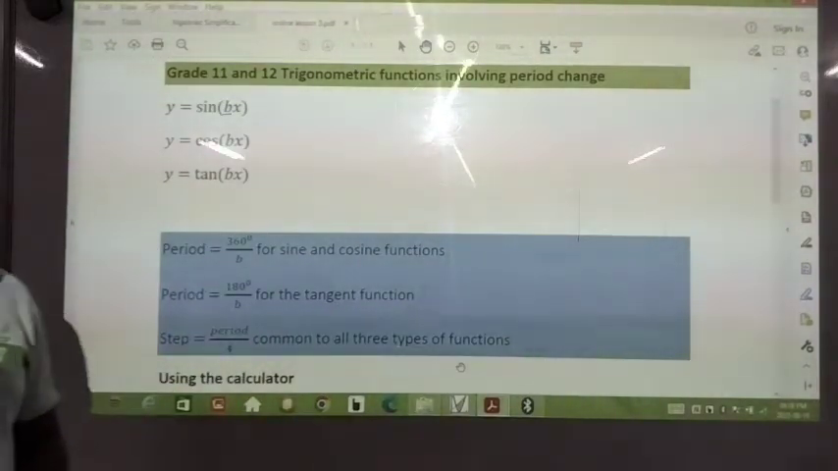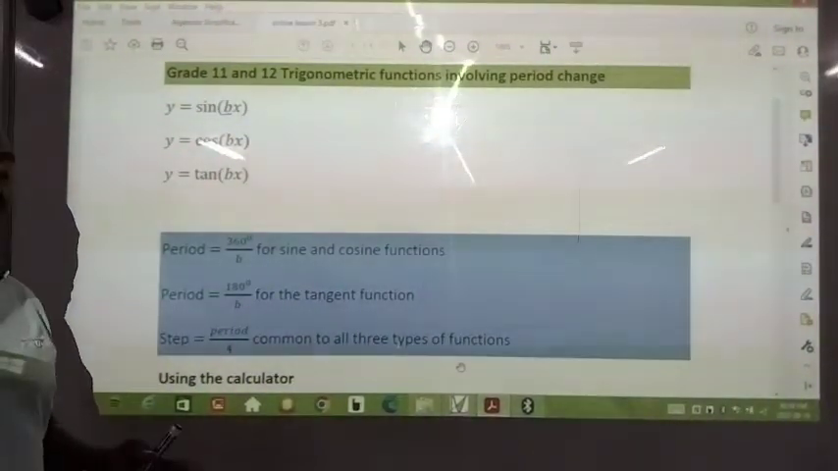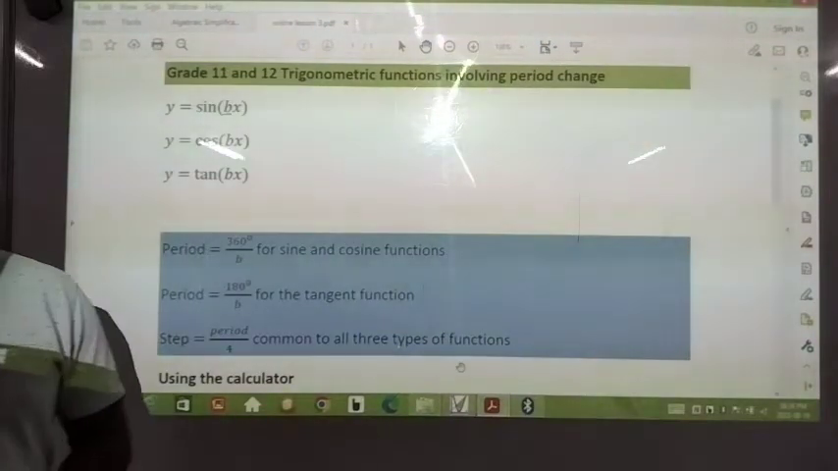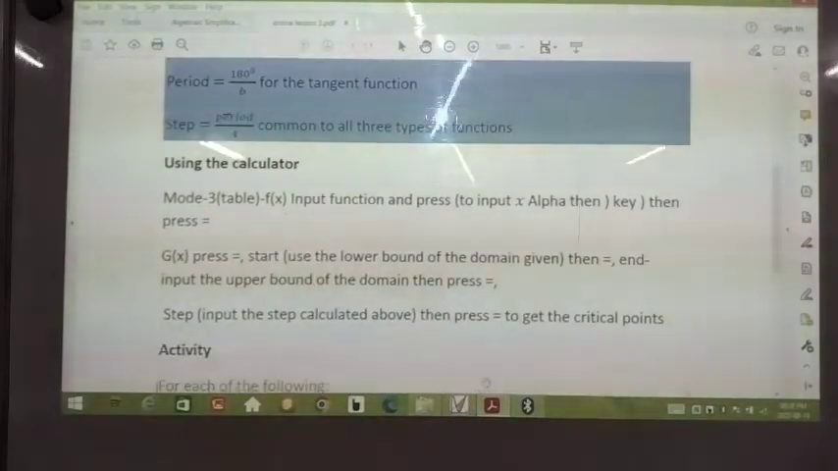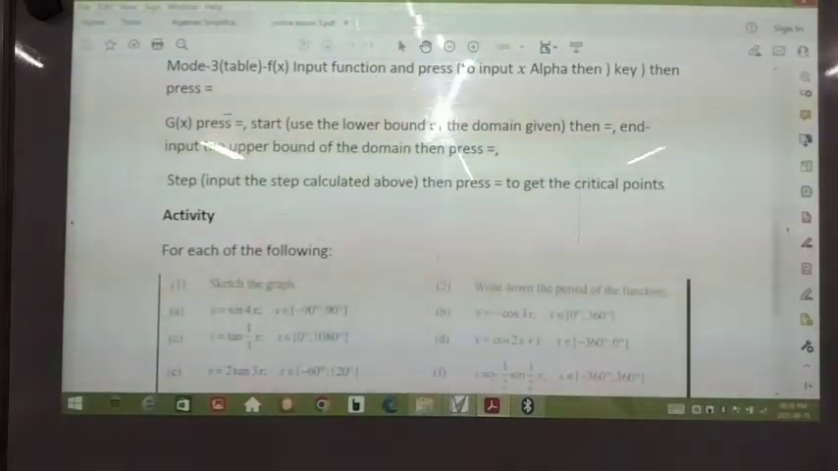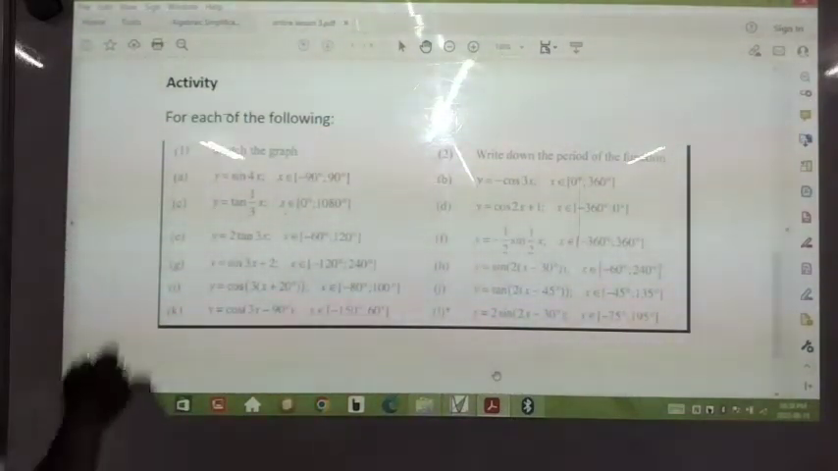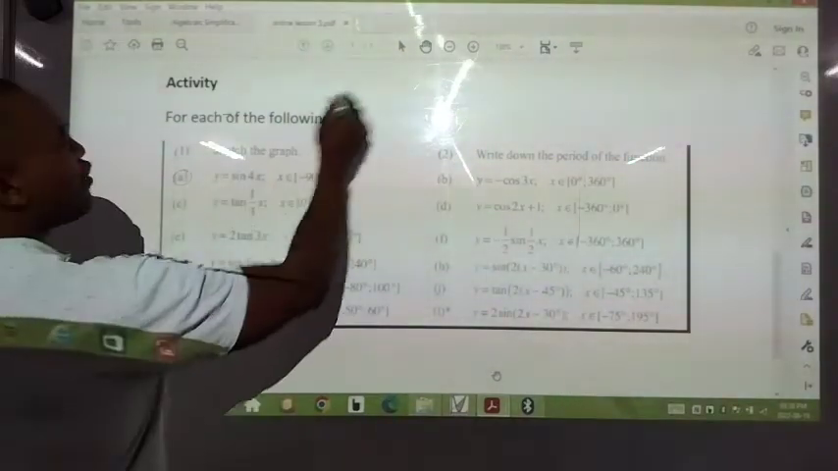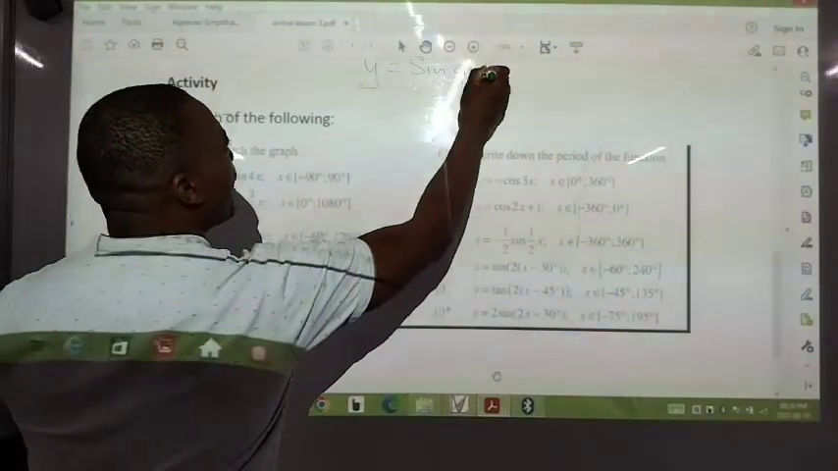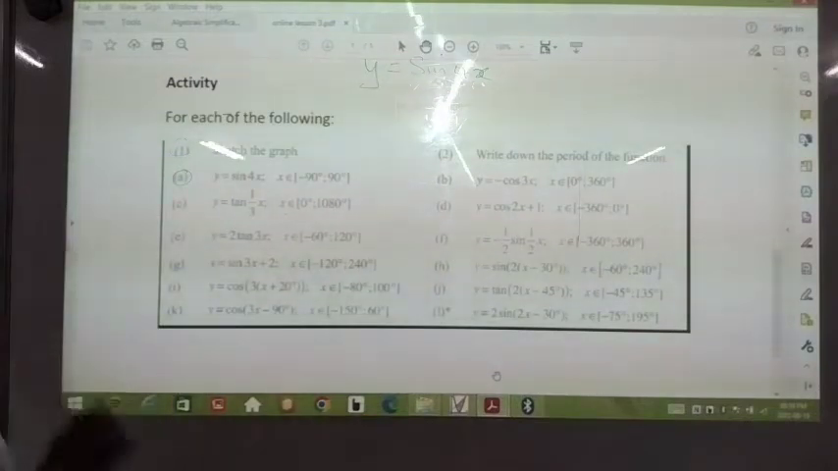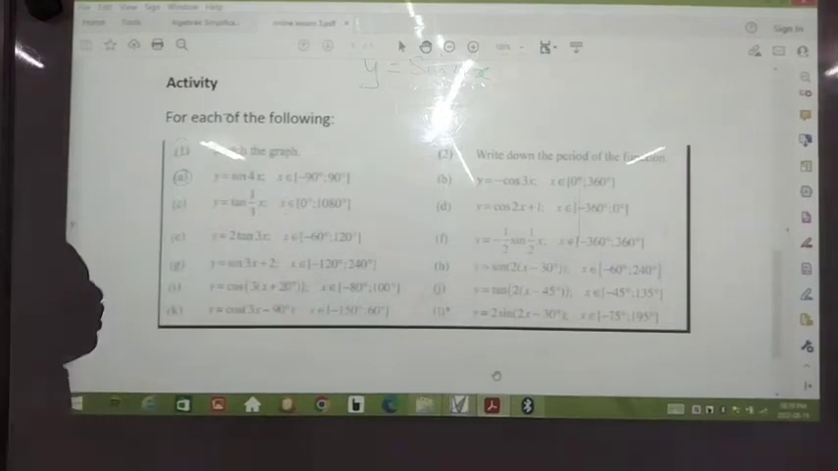So you apply it throughout. Now, I hope you are also able to put the function in the calculator to get a table of values. So we are going to move straight to an example. We will take A. We are given that y is equal to sine 4x. So the first question is sketch the graph, and then number 2, write down the period of the function.